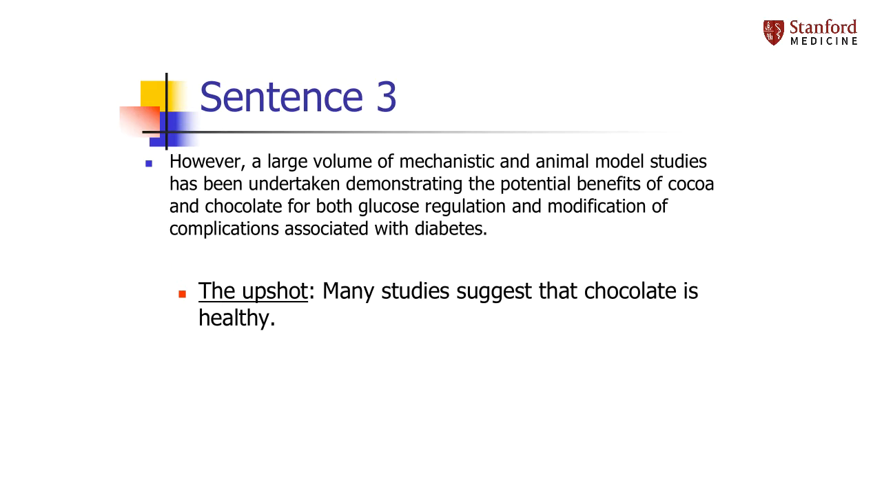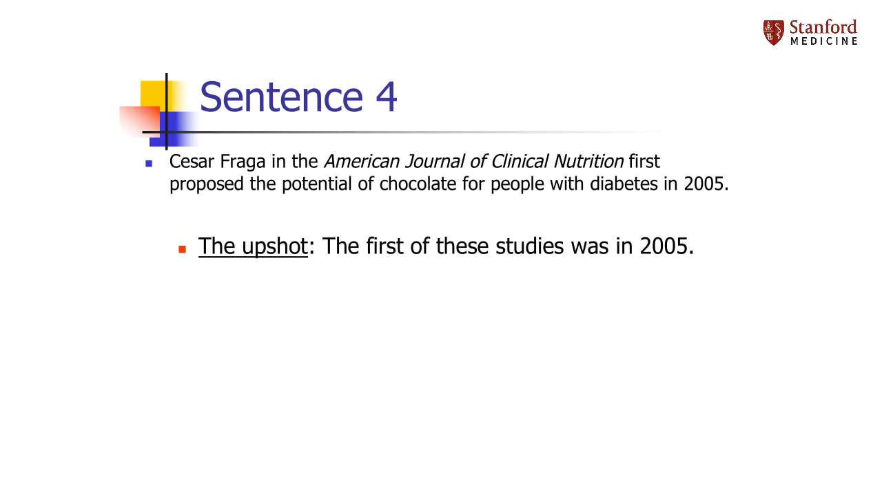Third sentence says, however, a large volume of mechanistic and animal model studies has been undertaken demonstrating the potential benefits of cocoa and chocolate for both glucose regulation and modification of complications associated with diabetes. This boils down to, many studies suggest that chocolate is healthy. And then we get, Cesar Fraga in the American Journal of Clinical Nutrition first proposed the potential of chocolate for people with diabetes in 2005. This just boils down to, the first of these studies was in 2005.